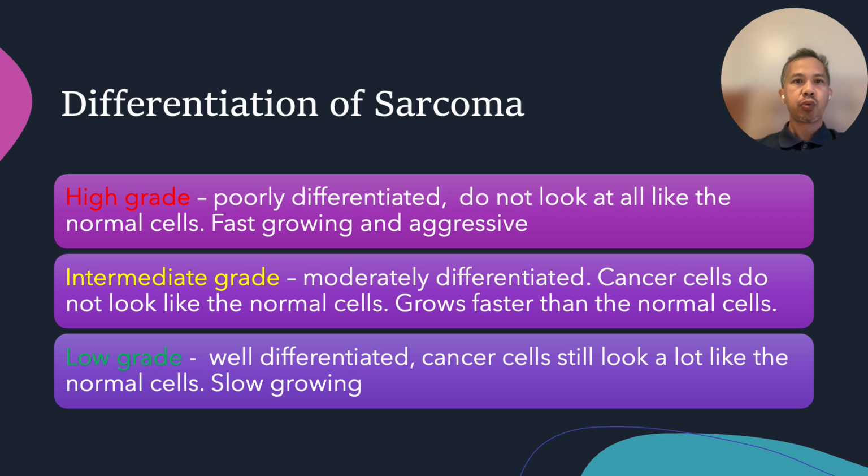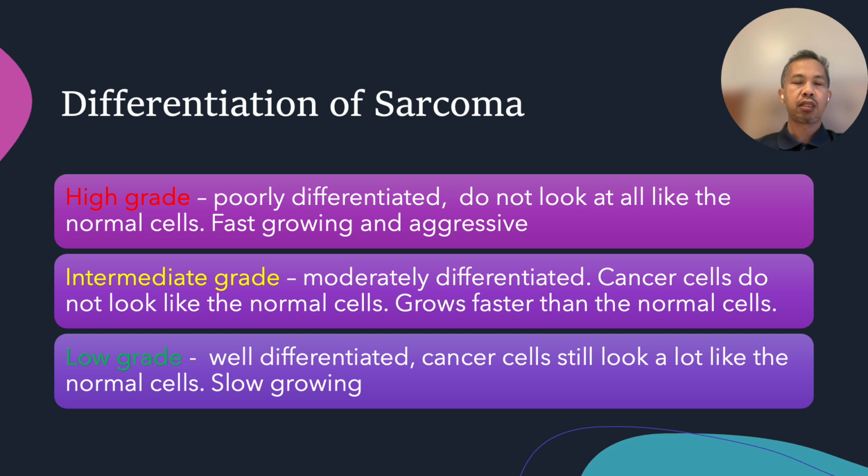Histological differentiation of bone and soft tissue sarcomas. High grade, usually this is poorly differentiated. Usually it's fastest growing and aggressive, and defined as the tumor cells do not look at all like the normal cells. For intermediate grade, this is moderately differentiated, grows faster than the normal cells. The tumor cells do not look like the normal cells.